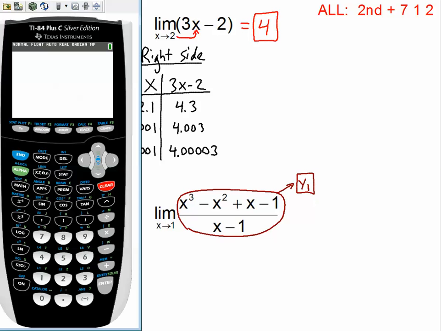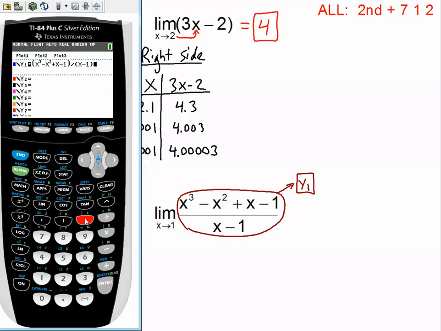Let's do that. So I'm going to go to the y equals, of course I need parentheses around the entire numerator and the entire denominator. So I've got my x cubed minus my x squared plus my x minus 1. Close that parenthesis, and then I'll divide by my denominator, which is x minus 1.